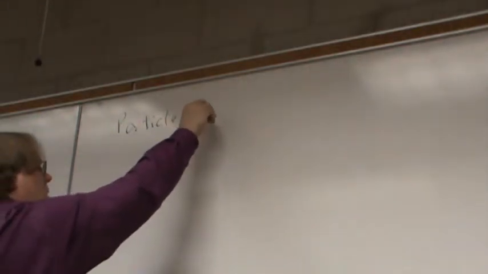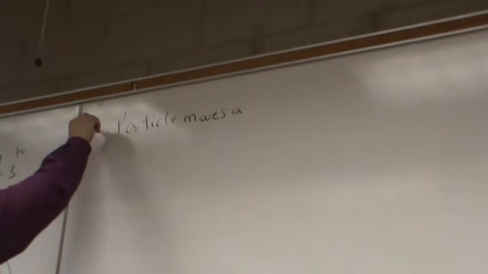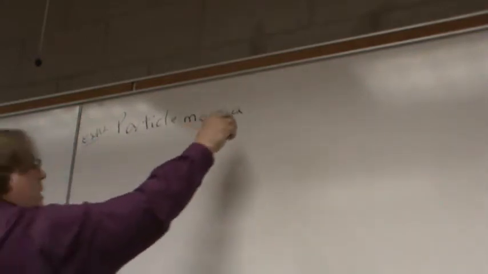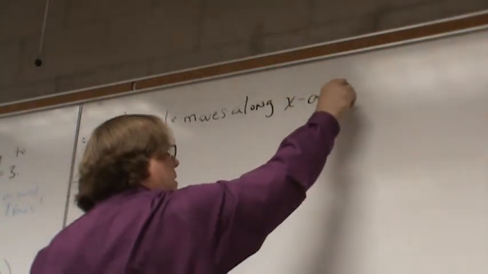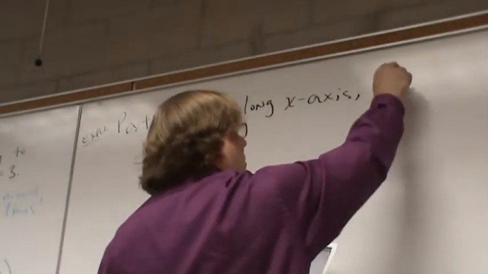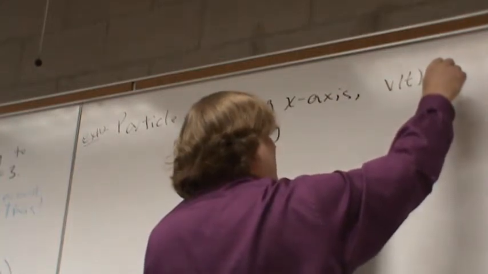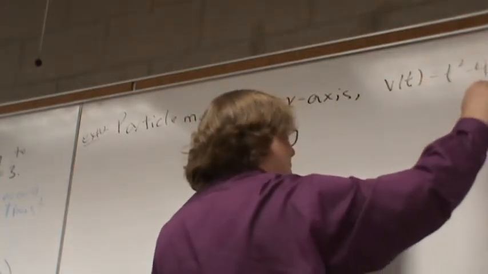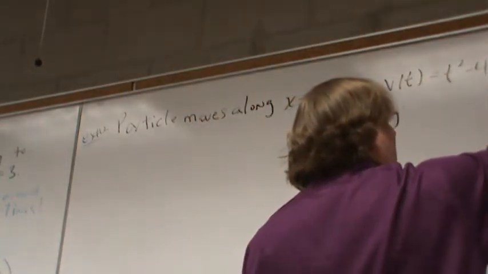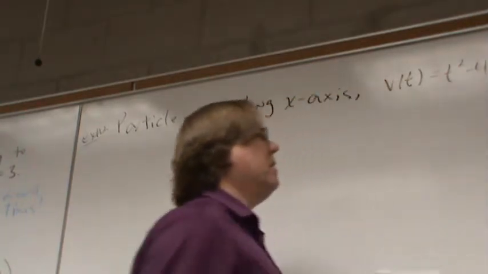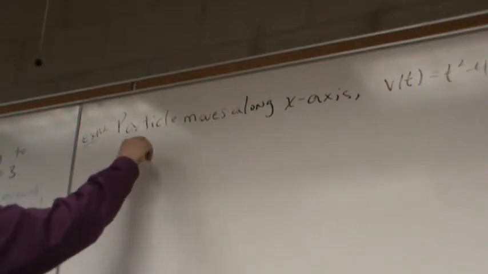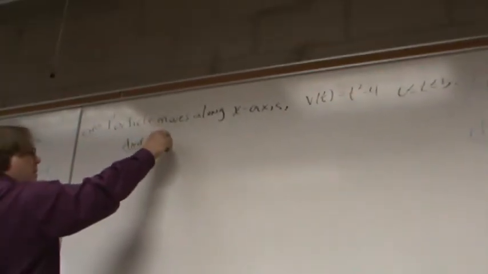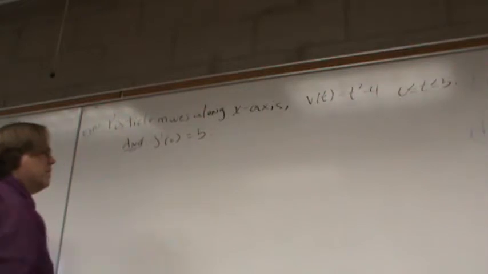Particle moves along, this is example number 2, and then we'll declare ourselves done. A particle moves along the x-axis, but all I've got is an equation for the velocity. And this is going to be true from 0 to 5 seconds. And S of 0 equals 5. So I'm telling you my initial position is 5.